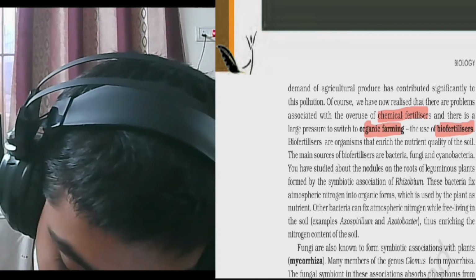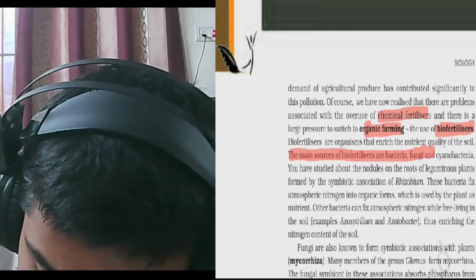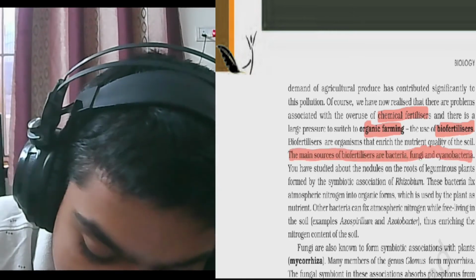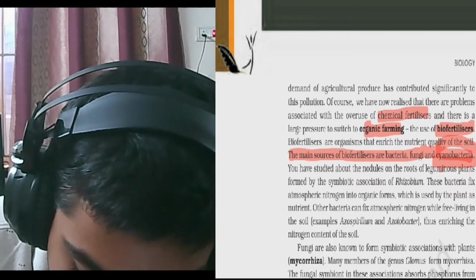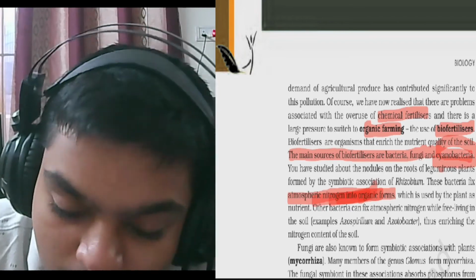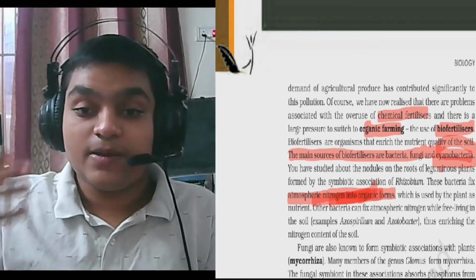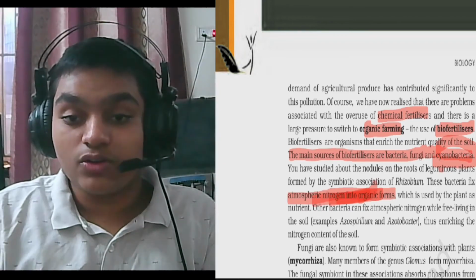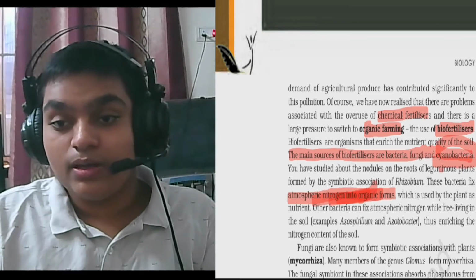Now, the main sources of biofertilizers are bacteria, fungi, and cyanobacteria. Cyanobacteria fix atmospheric nitrogen into organic forms, which helps in plant nutrition and plant growth.